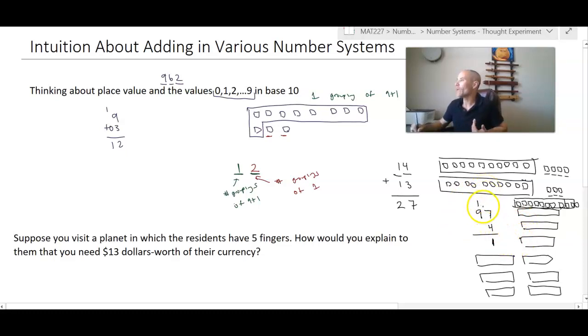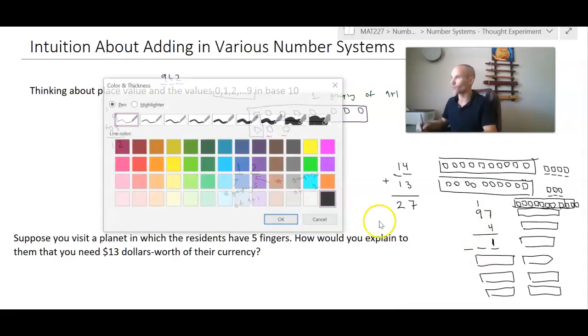Well, now we had 9 groupings of 9 plus 1, but now we have 9 plus 1 groupings of 9 plus 1. We have 1, 2, 3, 4, 5, 6, 7, 8, 9 plus 1 groupings of 9 plus 1, and that's too many for me to keep track of in this place value. So what I'm going to need to do is create a new digit that keeps track of the number of 9 plus 1 groupings of 9 plus 1. So here's what I'm suggesting.